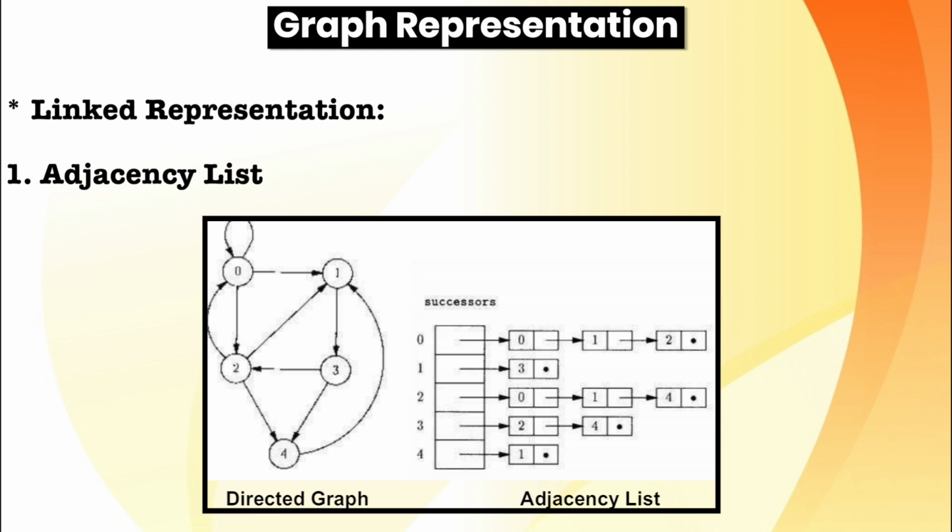For example, for the first node, 0 is connected to 1, 1 is connected to 2, and 2 can be connected to 3. Okay, so this is the adjacency list of the node 0.